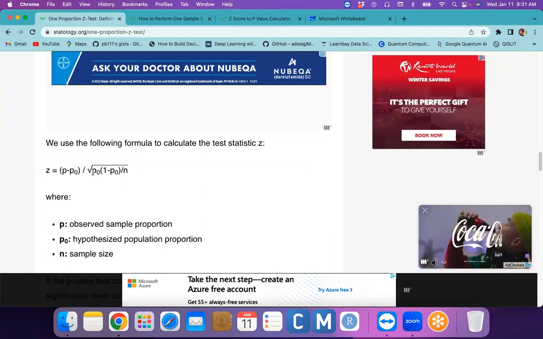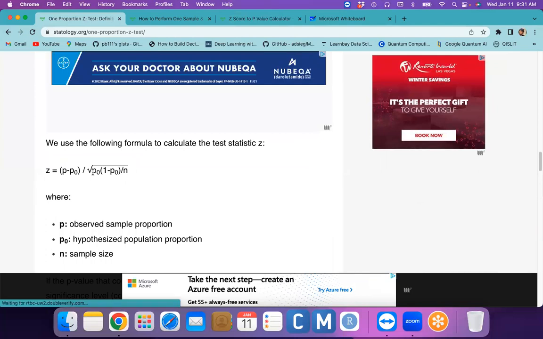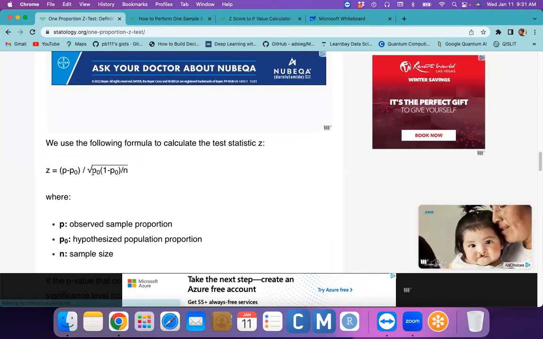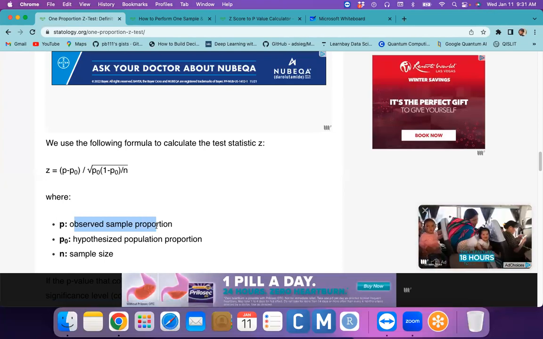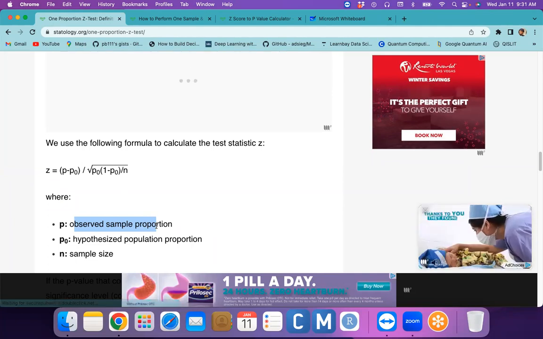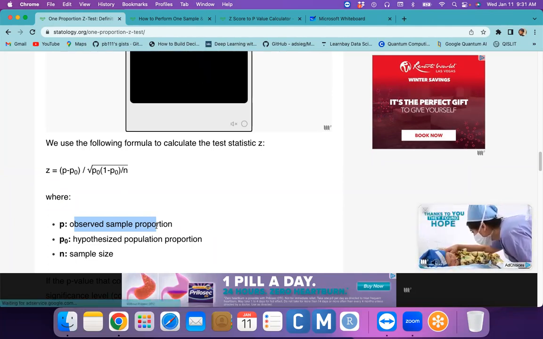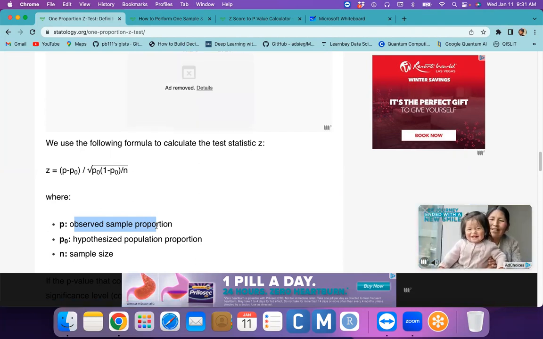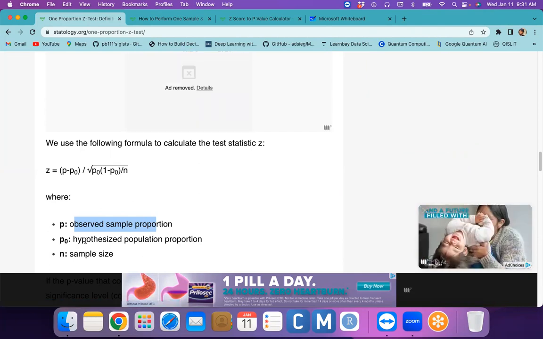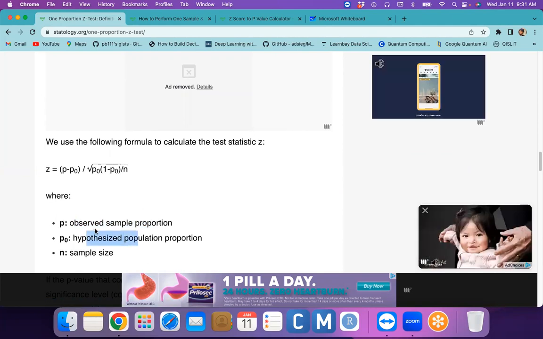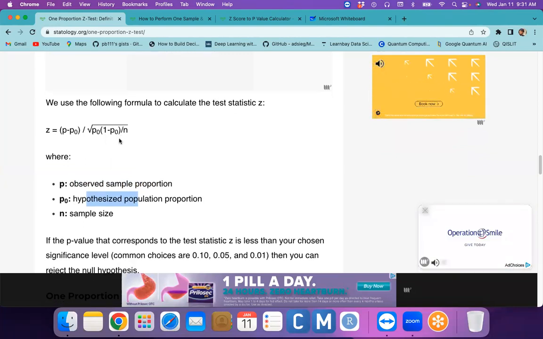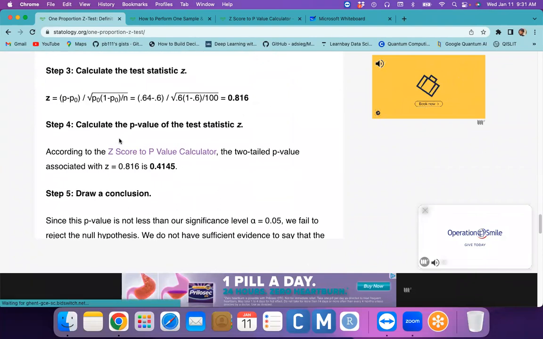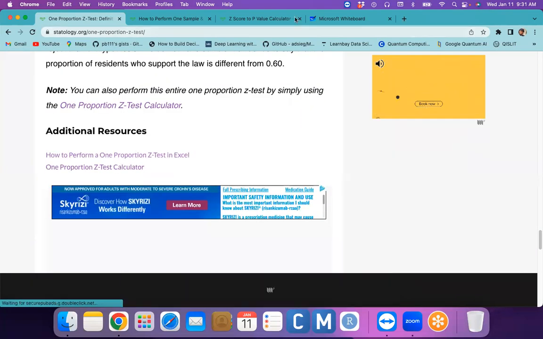This is the formula for your z value. For one proportion, it is p minus p naught, where p is the observed sample proportion. You took some sample, and from that particular sample you observe some proportion, right? That particular value. And p0 is your population assumption, and n is your sample size. With the help of that you substitute these values and calculate it manually, or else we can do it with the help of Python also.